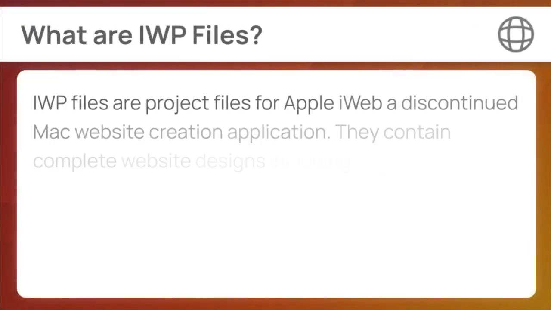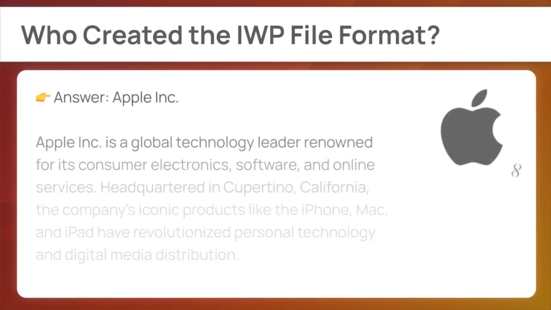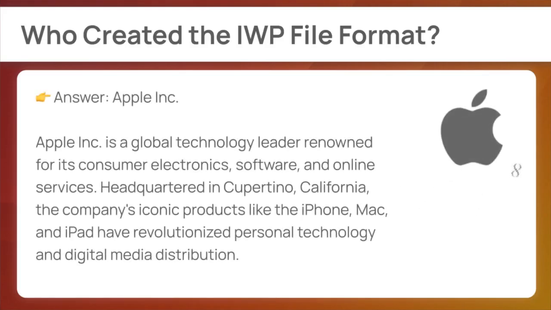IWP files are project files for Apple iWeb, a discontinued Mac website creation application. They contain complete website designs including page layouts, text content, images, navigation menus, and publishing settings stored as a macOS package bundle in the user's library folder.